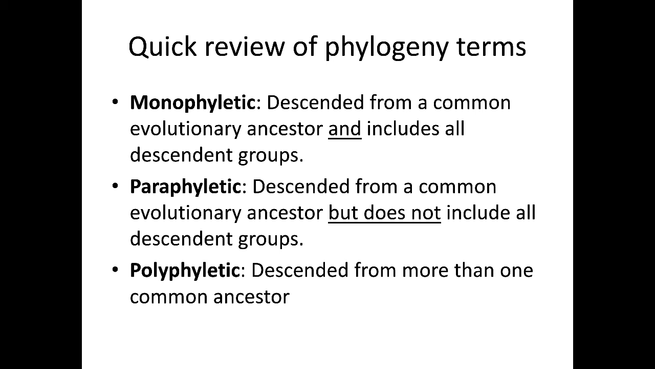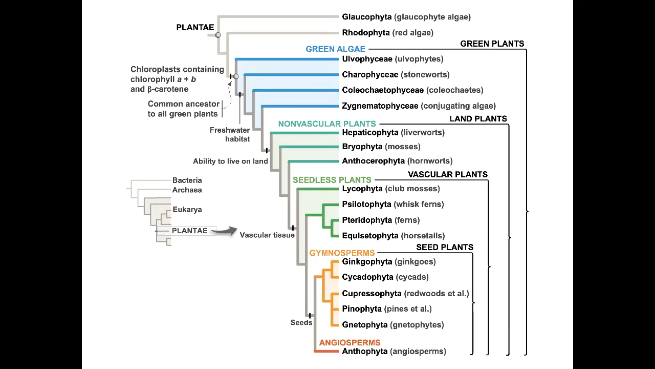Polyphyletic. This is when you're looking at groups that were descended from more than one common ancestor. So over here, what I'm circling shows you our three domains: bacteria, archaea, and eukarya. And one of the kingdoms of eukarya are the plantae.